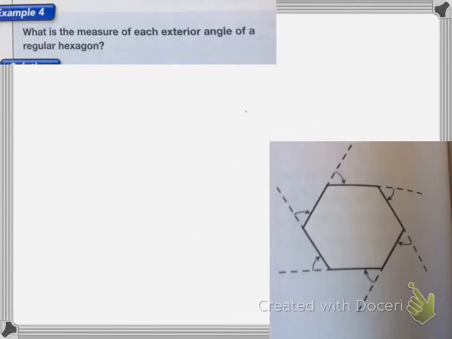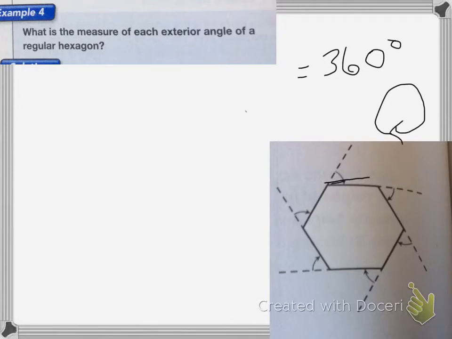Exterior angles. What is the measure of each exterior angle of a regular hexagon? With this, it's basically like we are walking around a park, and we're making these turns to walk all the way around the park. So if all the turns are in the same direction, the sum of the exterior angles equals 360 degrees. Because when we're walking and we make turns all the way around and end up where we started, we get 360 degrees.